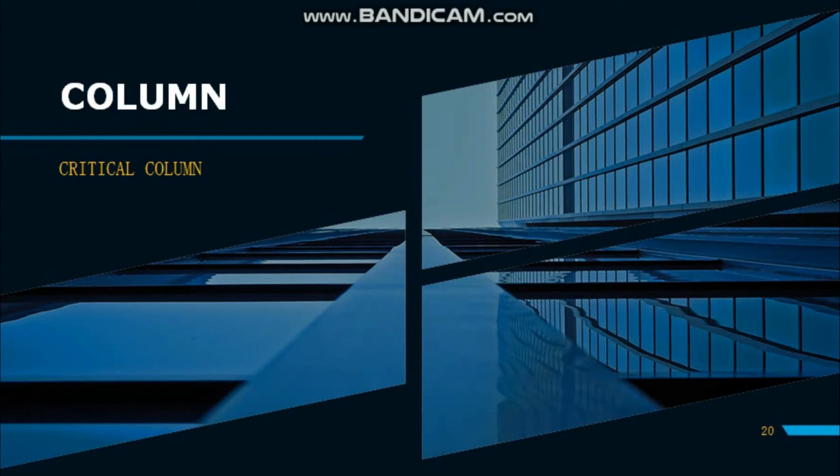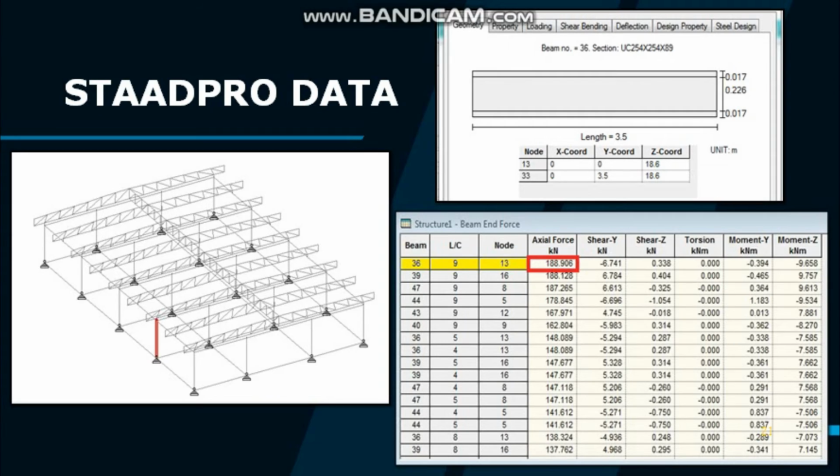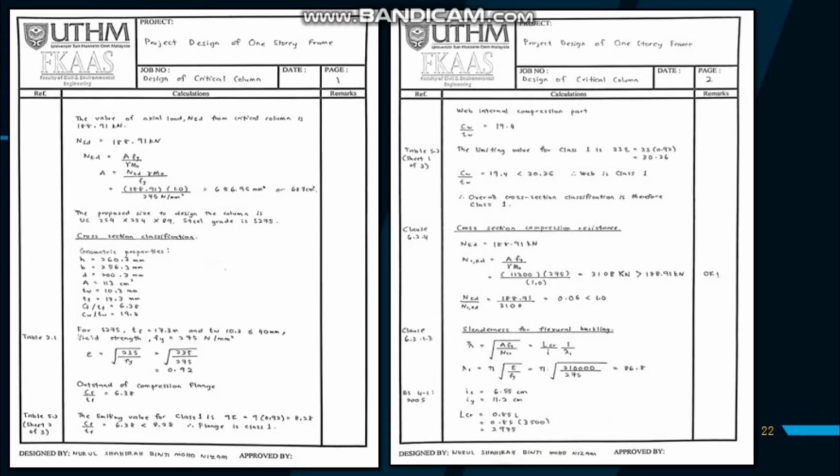Next is the calculation of the critical column. The critical column that was found in our STAAD.Pro design is column beam number 36 with a length of 3.5 meter and its axial force was 188.91 kilonewton. For this critical column calculation, firstly we have to calculate a cross-section classification for flange and web. By using the proposed size, which is UC 254 multiplied by 254 multiplied by 89 with steel grade of S275, the cross-section for flange is class 1 and for the web is also class 1. So we concluded the overall cross-section classification is therefore class 1.